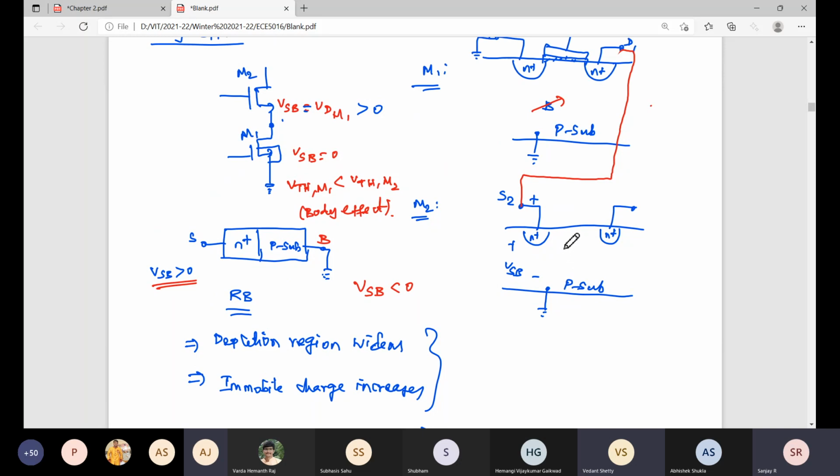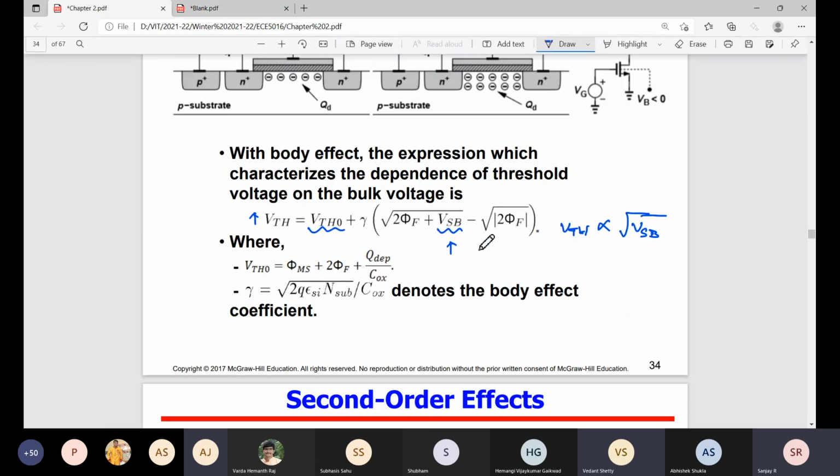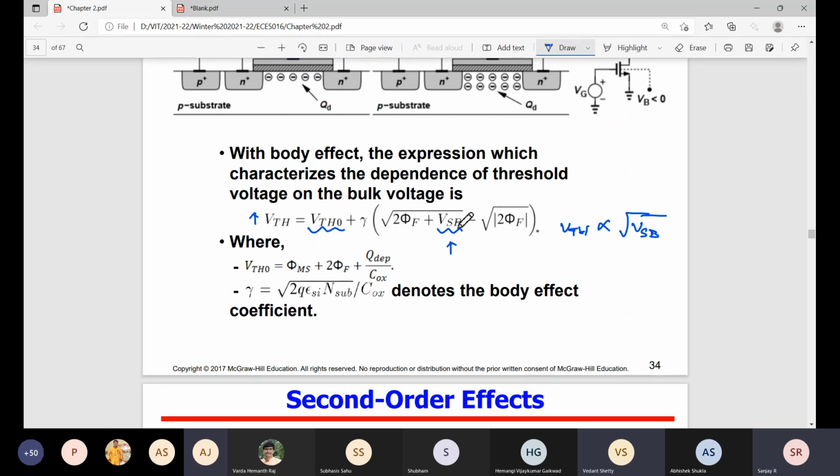So there are fewer depletion charges. Compared to the ideal, with fewer depletion charges you can turn the transistor on with less voltage. That means the threshold voltage is decreasing. That means VSB is negative. So when VSB is negative, the threshold voltage will decrease. Is it clear? That's what we need to be careful about.